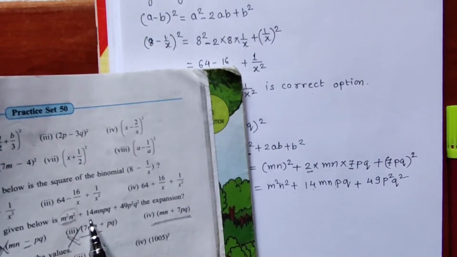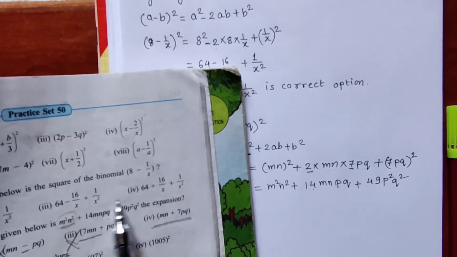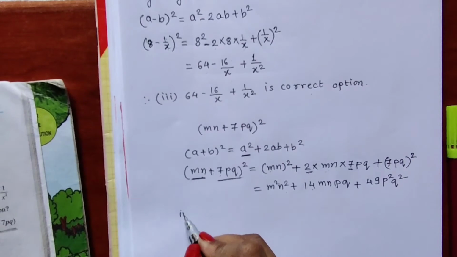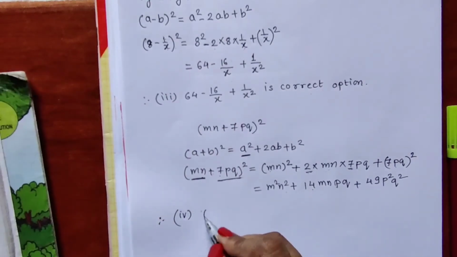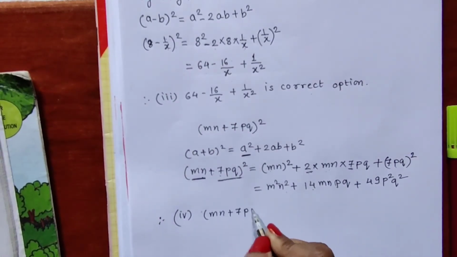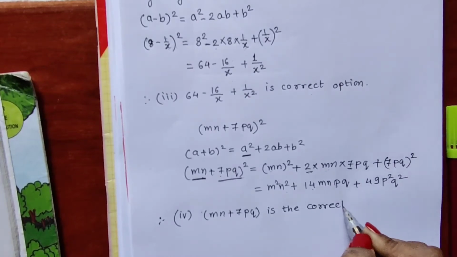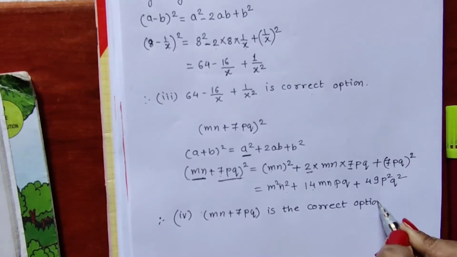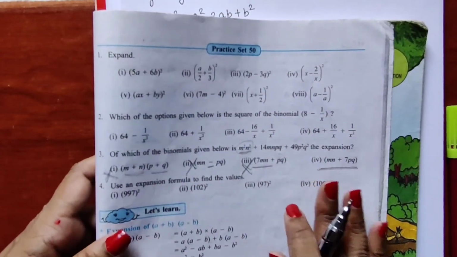Now let us see, is it correct? m square n square is correct. Then 14 mn pq plus 49 p square q square. So this is the expansion of this bracket mn plus 7pq. So the fourth option, option number 4. Therefore we can write option number 4, mn plus 7pq, is the correct option, or correct answer, anything. In this way you can solve it, otherwise only by observation we can write the answer.